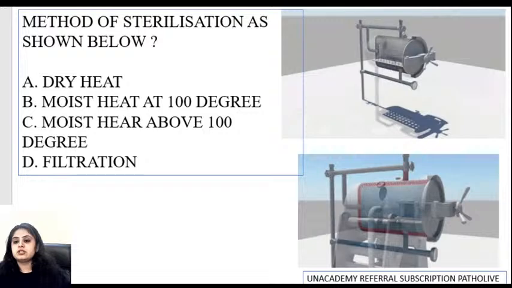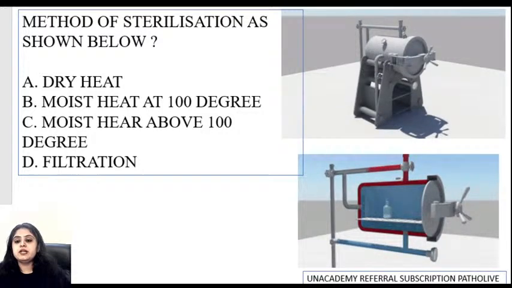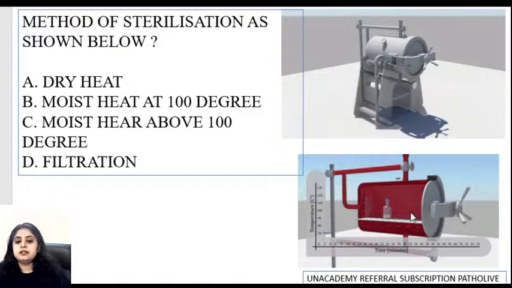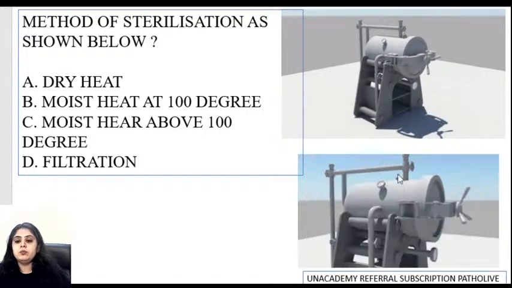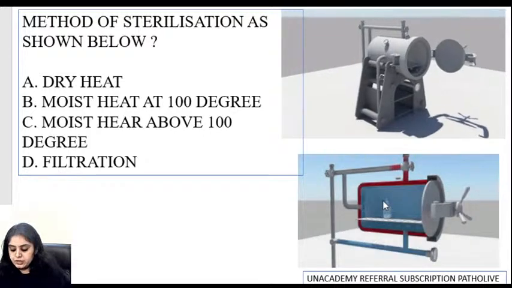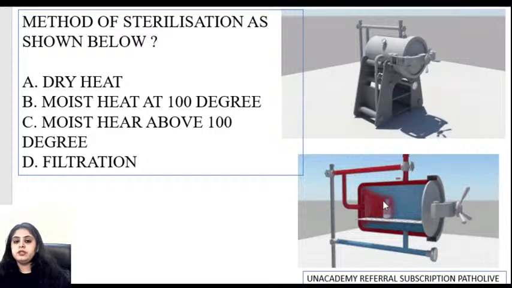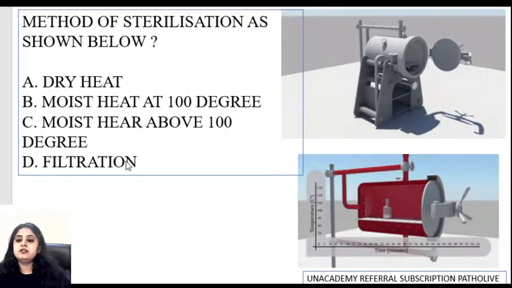Coming to the next question. Again, a picture with a GIF. And they've asked you that there's a method of sterilization, how they've opened the lid, how there's something like a heat that is happening. So they've asked you, what is this? Spin it, open it, and then a process is going on inside. Method of sterilization shown below. Dry heat, moist heat at 100 degree, moist heat above 100 degree, or filtration.